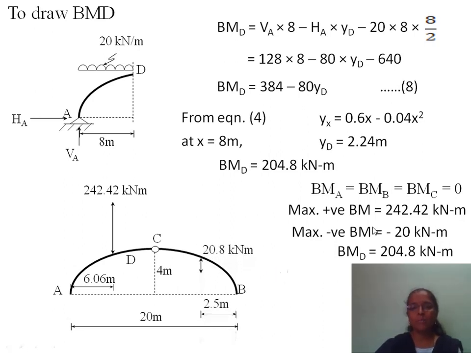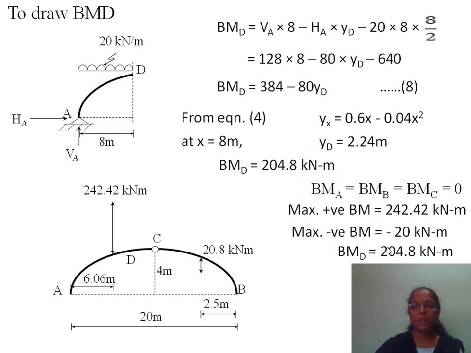So let us mark the negative bending moment first. Maximum negative bending moment is minus 20. It is acting at 2.5 meter from end B. So mark it 2.5 meter from end B, and its ordinate is, not 20.8, it is 20 kilonewton meter. So minus, mark it below the baseline.